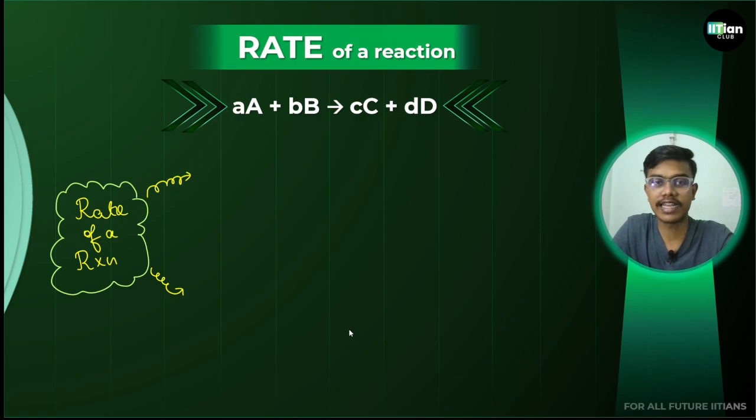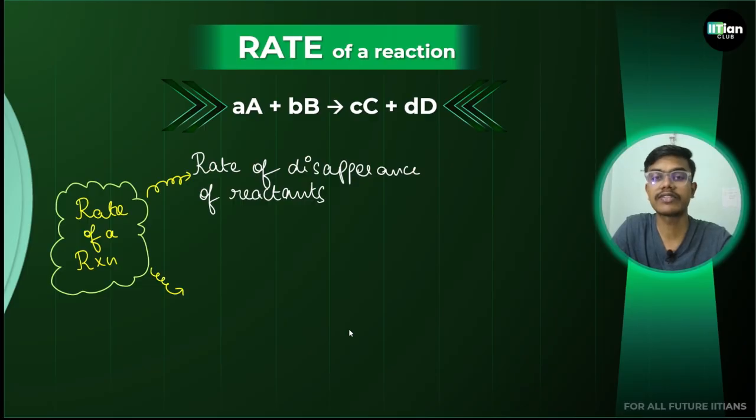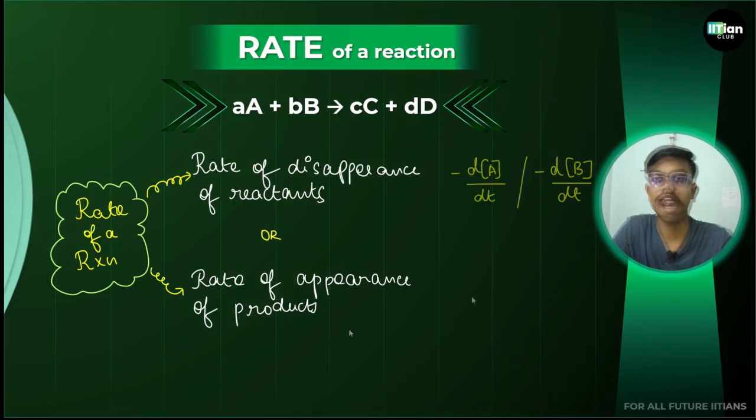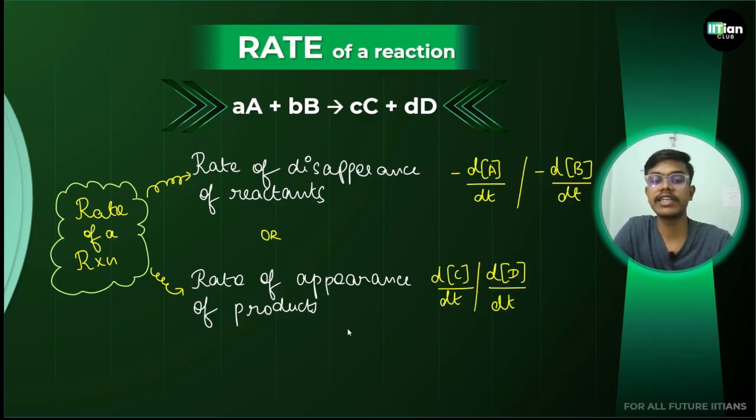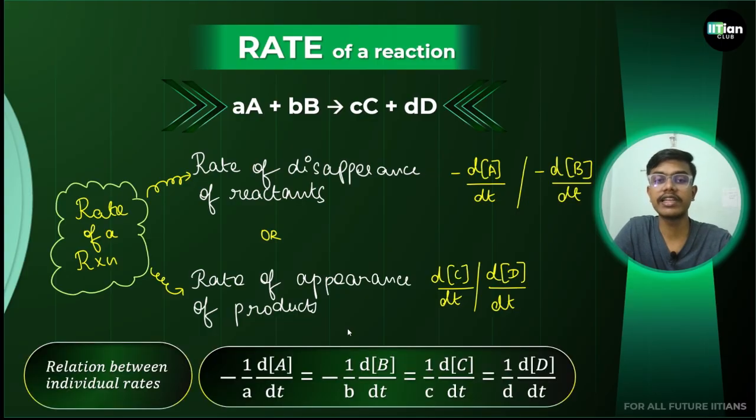Let's start this with the rate of a reaction. Let's say there is a reaction given by this. You will be writing rate of reaction either in terms of rate of disappearance of reactants or appearance of the product, and it is given by the relation minus dA by dt or minus dB by dt in case of disappearance, and dC by dt and dD by dt in case of appearance. Minus sign occurs because it is disappearing, and a relationship between individual rates can be noted here. Stoichiometric coefficients also get involved, so note that.